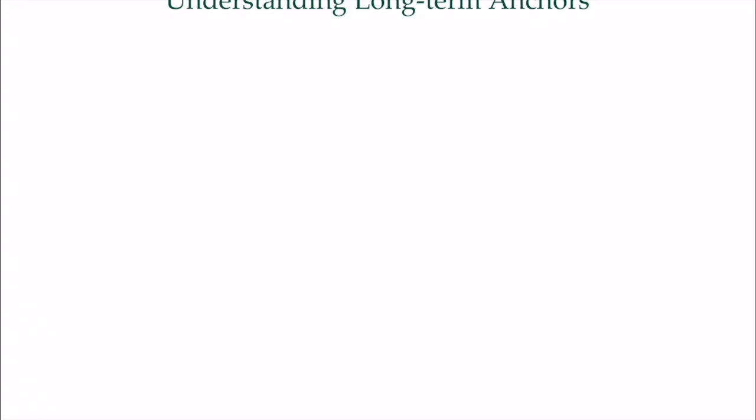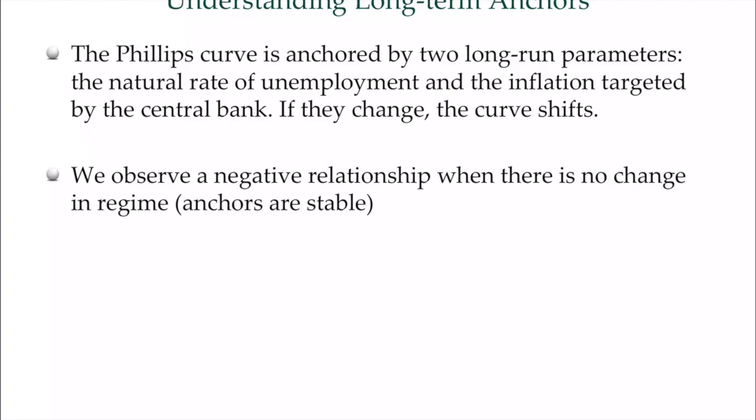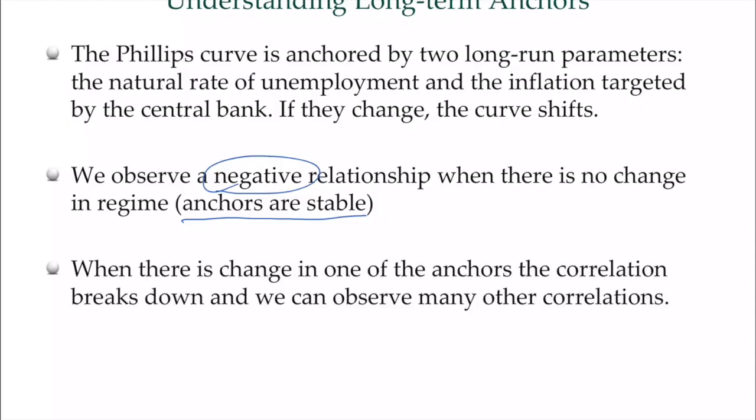So summarizing our intuition, the Phillips curve is going to be anchored by two long-run parameters: the natural rate of unemployment and the inflation targeted by the central bank. If one of these changes, the curve will shift, the Phillips curve will shift. Now, we will observe a negative relationship between unemployment and inflation as long as those anchors are stable. But if one of these anchors is shifting, we're going to see correlation that might be positive or negative depending on the way in which the anchor shifts.